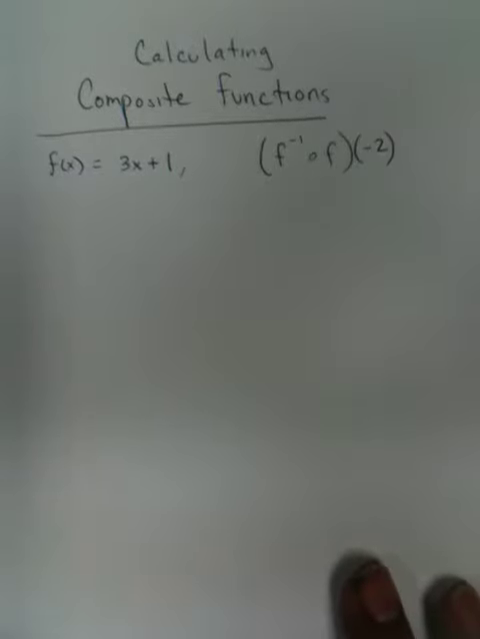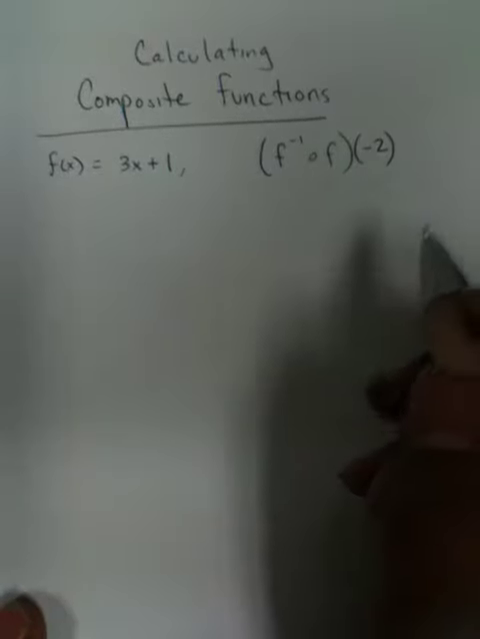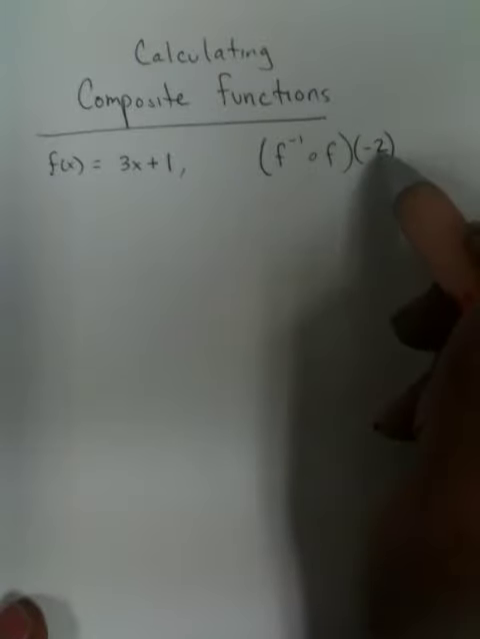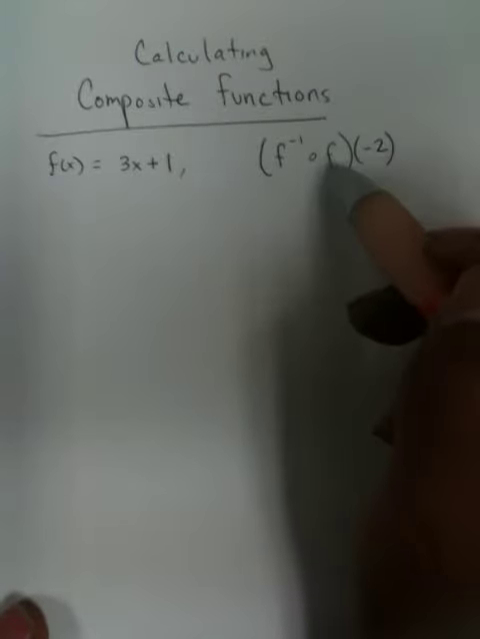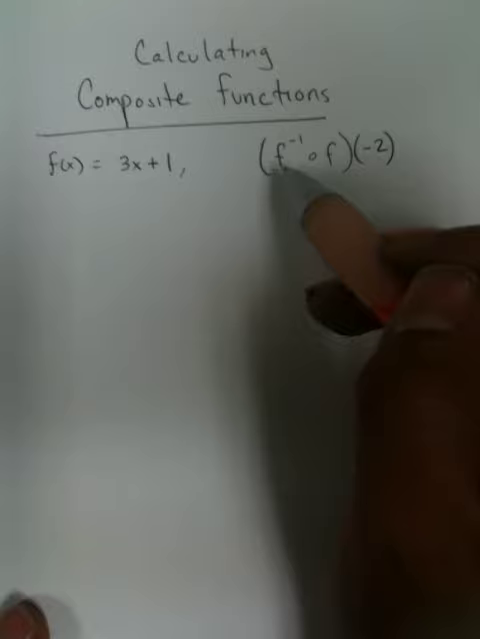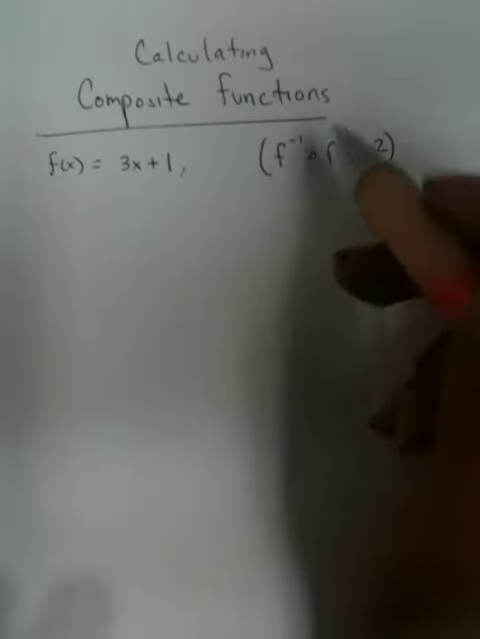Okay, with composite functions, basically the notation is this. You're going to take this negative 2 value, plug it into your f of x. You'll get an output, and then take that output and plug it into your inverse, or whatever function you need. Now, right now we don't know where the inverse function is.